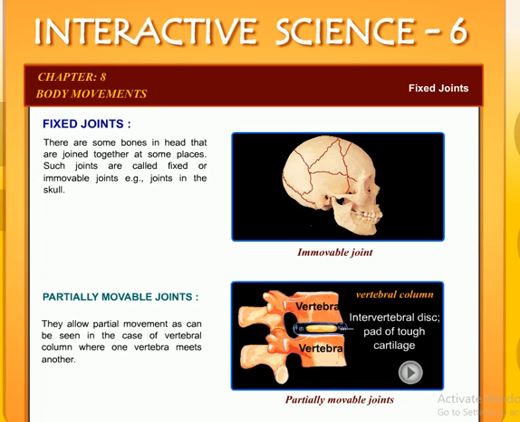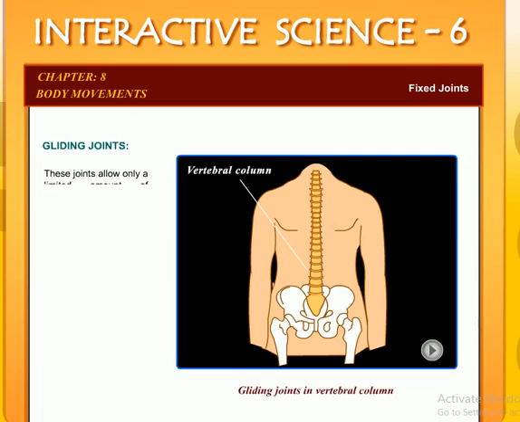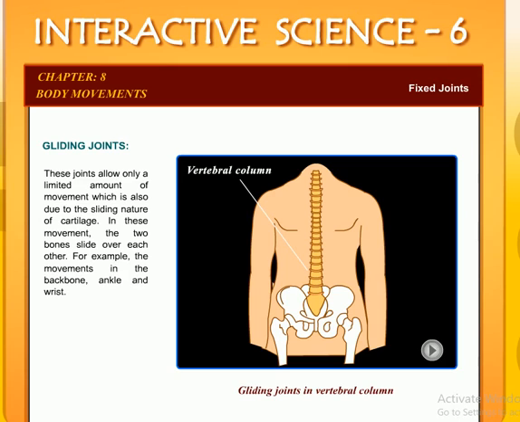Partially movable joints. They allow partial movement, as can be seen in the case of vertebral column, where one vertebra meets another. Sliding joints. These joints allow only a limited amount of movement, which is also due to the sliding nature of cartilage. In these movements, the two bones slide over each other. For example, the movements in the backbone, ankle and wrist.